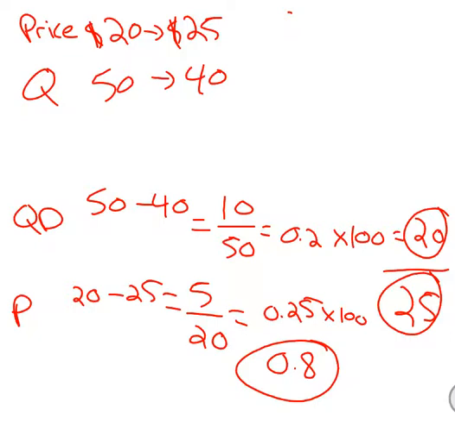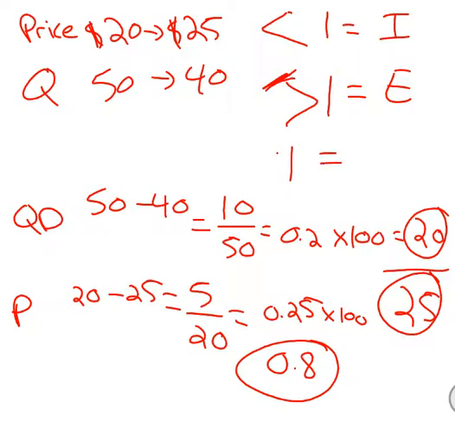Then the other thing you got to figure out is whether it's elastic, inelastic, or unit elastic. Well, if the number is less than 1, that means it is inelastic. If it's greater than 1, then it means it is elastic. And if it equals 1, it's unit elastic. Those are our three scenarios. So we look at that, it's less than 1, so that means that it's inelastic. Which makes sense because the price went up a lot compared to how the quantity changed. So inelastic.